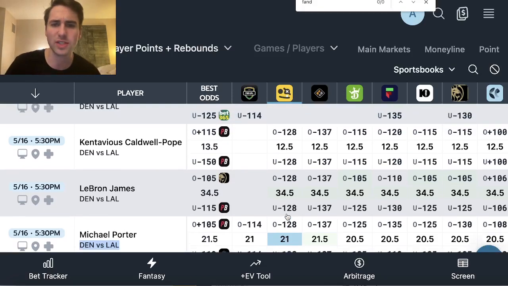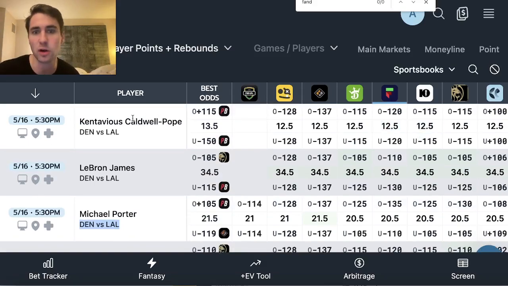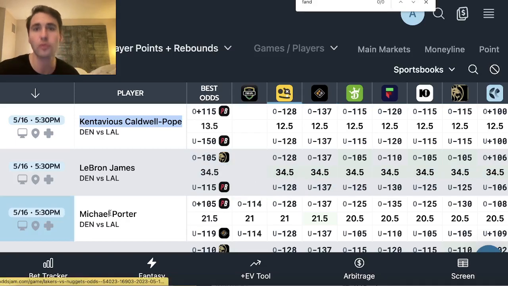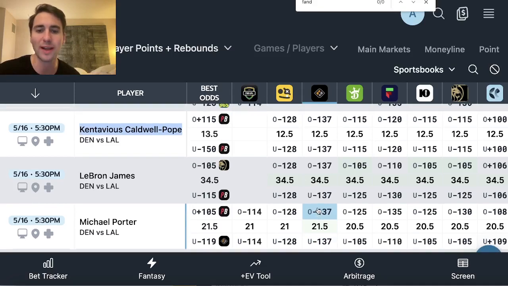So really, when I'm using this tool, I'm hunting through the market and I'm looking for discrepancies. So for Caldwell Pope, all the books have him at 12.5 points plus rebounds. There's no value. You look at LeBron, all the books have him at 34.5. There's no value, right? You're hunting through the market, just like a savvy investor, looking through all the possible investments you could make, and you're looking for 5 plays with value. And here's the best play currently available on Michael Porter. So I took him under 21.5 points plus rebounds.